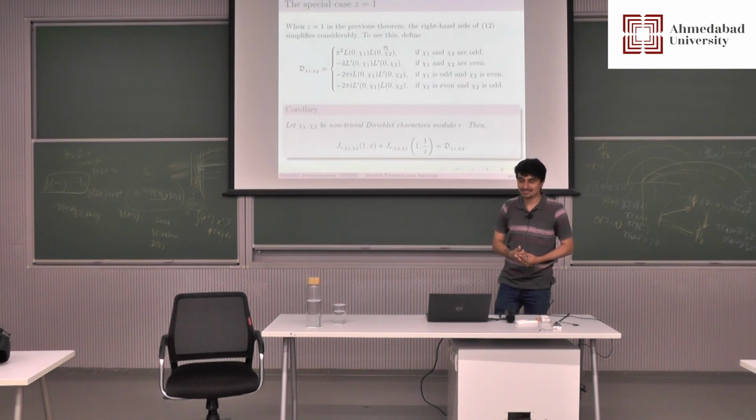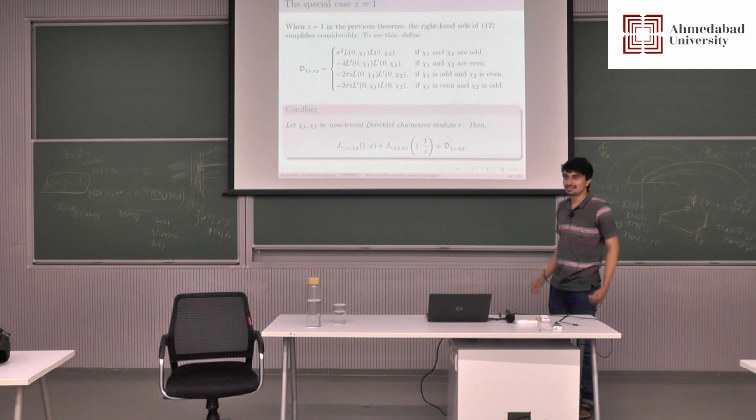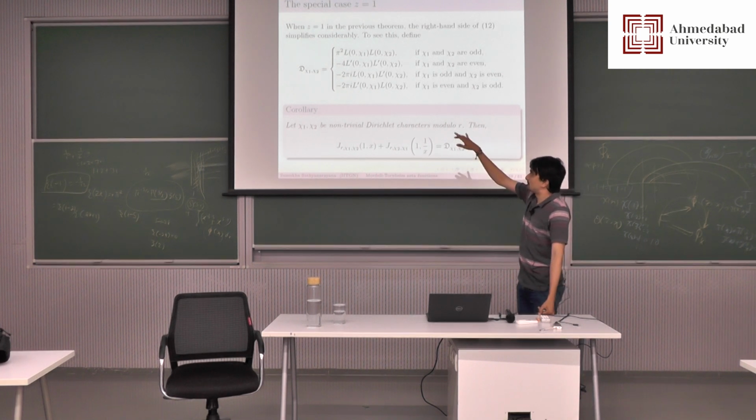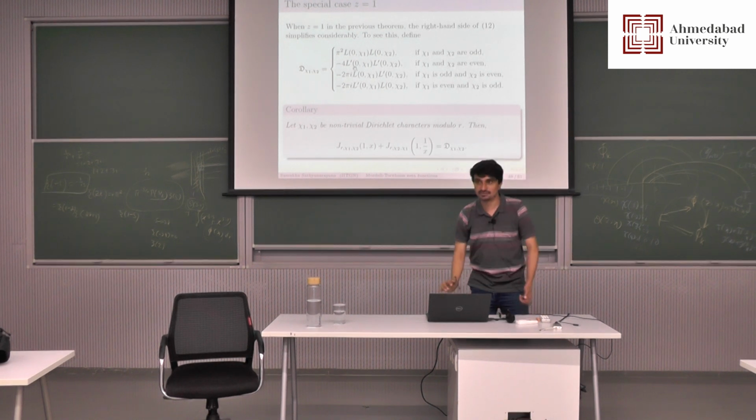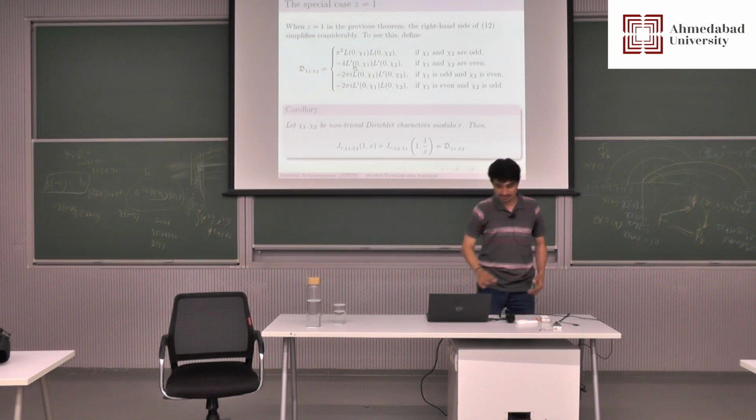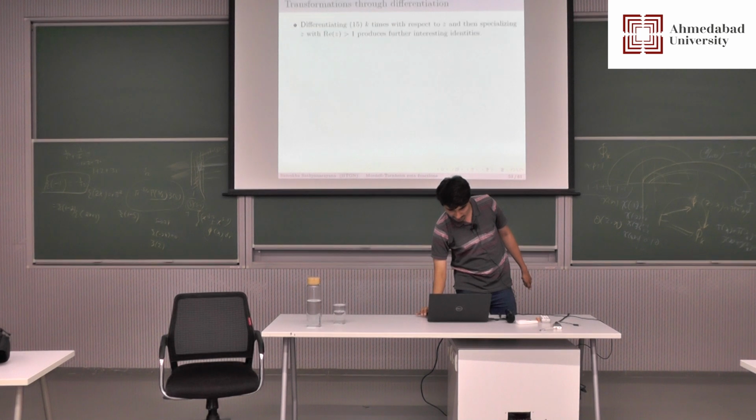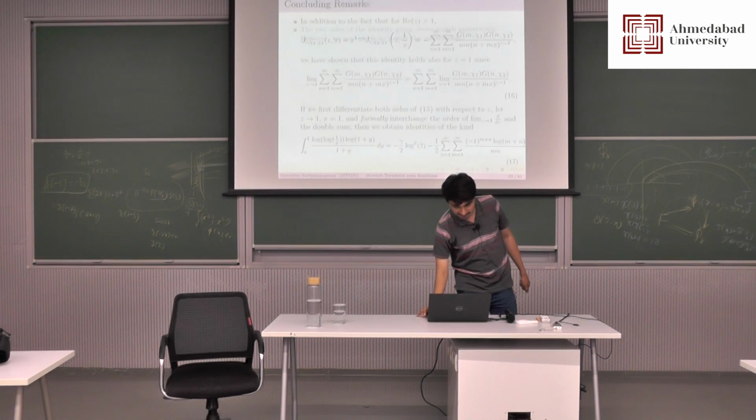RHS is very explicit when z is 1. So for particular characters it is different when it is odd or even, and these values are mostly known for many characters. So I think I am done with the time.